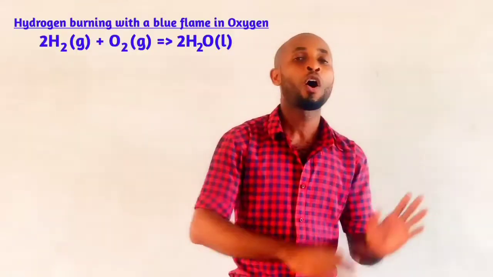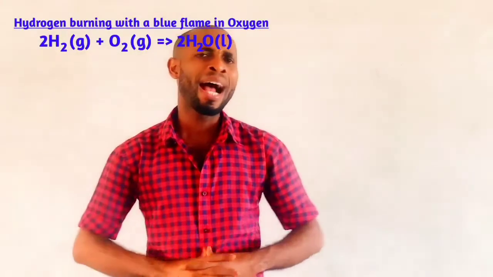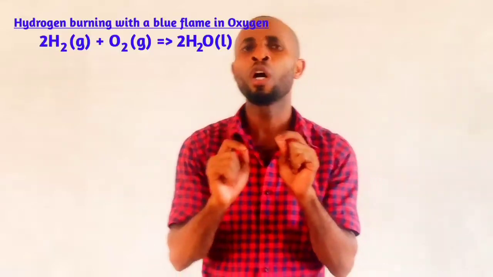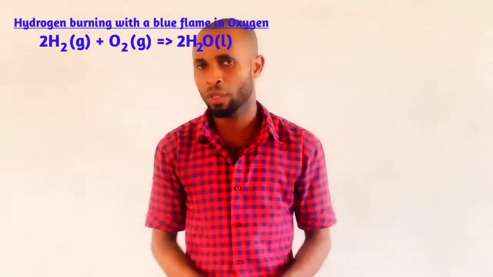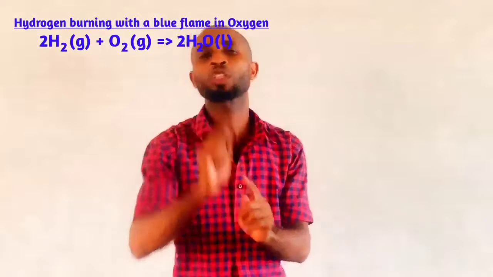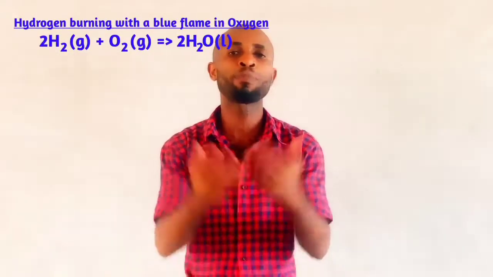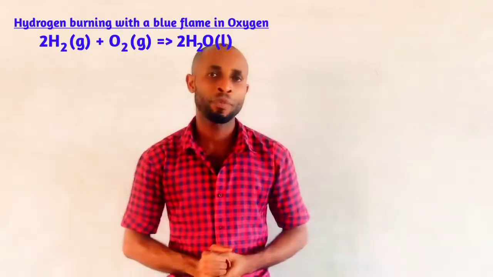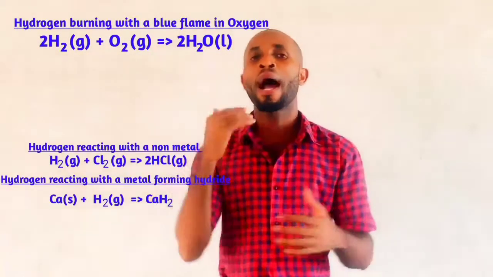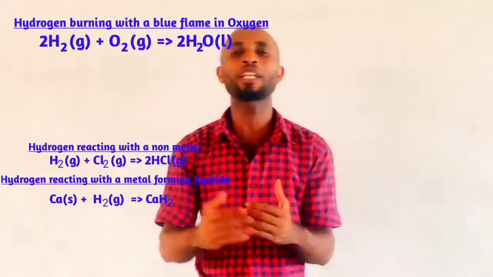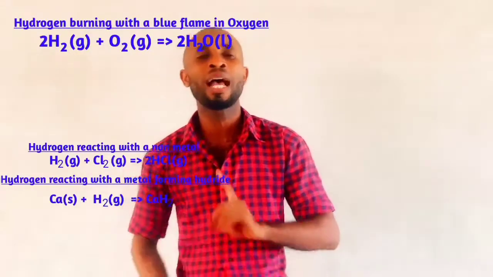Hydrogen normally has no effect on litmus paper, whether it is moist or dry litmus paper, whether it is the red or the blue litmus paper. And secondly, hydrogen does not even support combustion. But not supporting combustion does not mean that it cannot burn, because in the presence of oxygen, it burns to form water. Third, you need to understand that hydrogen can react with nearly all the elements, mostly the non-metals and the metals.